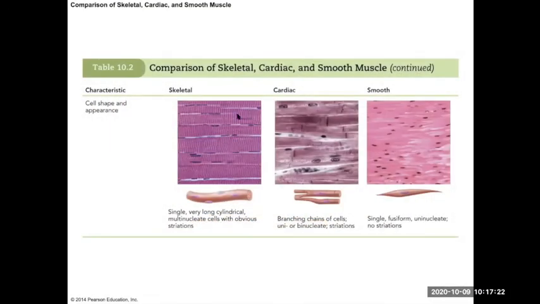So in general, these are single, very long, cylindrical, multinucleate, with obvious striations. Here you have also striations, not usually as pronounced in the pictures we have at least, but they're going to be kind of short, branching, joined end on end, whereas these are more spindle shaped, as they say, with no striations, hence the smoothness.